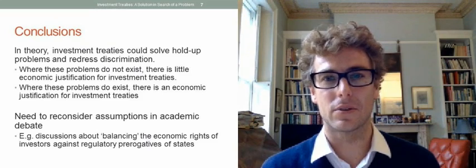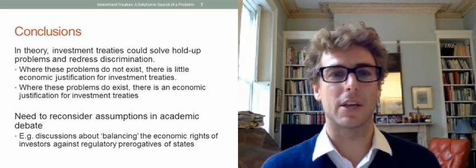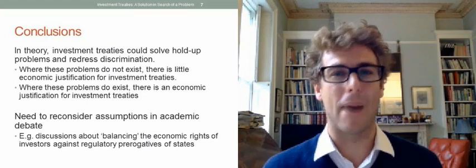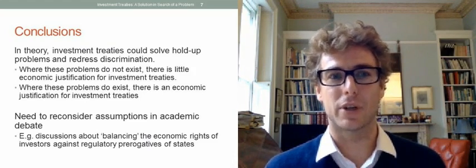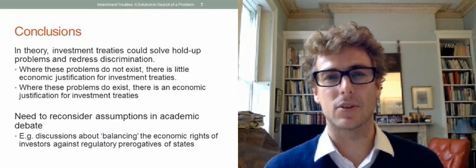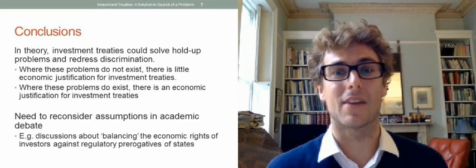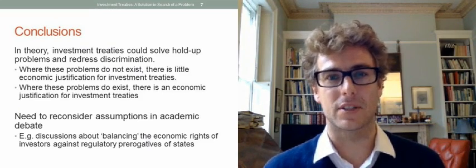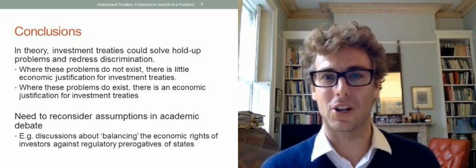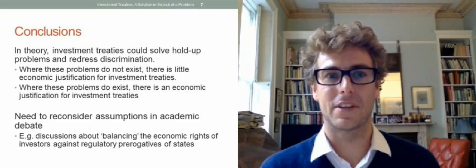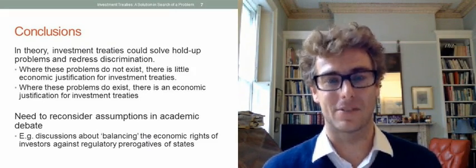And then I think this also has wider implications for how we think about academic debate about investment treaties. So often something you hear in discussions is that investment treaties need to be more balanced. So there needs to be a better balance between the economic rights of investors and the regulatory prerogatives of the state. But actually that sort of framing, seeing things in terms of balance, assumes that there is a clear and coherent rationale in the first place for protecting the economic rights of investors. And I think what I've tried to show here is that in many cases there is not a clear economic rationale for protecting investors' interests. This is only something that is justified when those two problems, hold up and discrimination, exist.